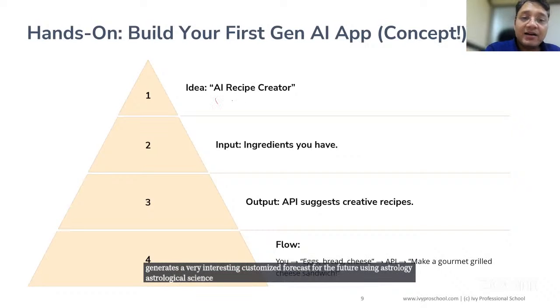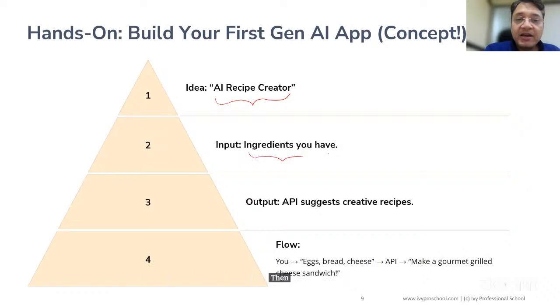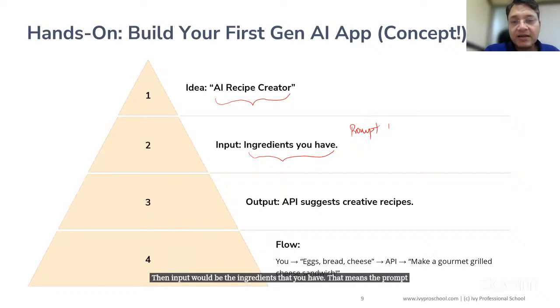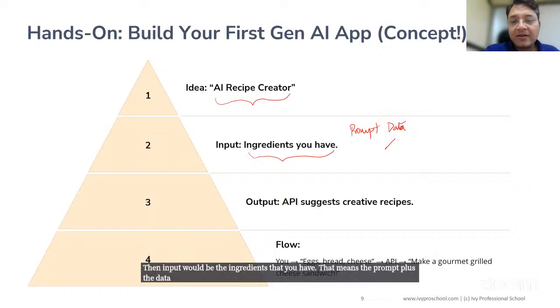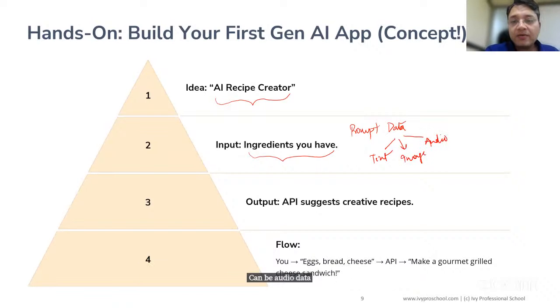So the idea is something that should come from you, or you can brainstorm with a tool like ChatGPT or Google Gemini to come up with an idea. Then the input would be the ingredients that you have. That means the prompt plus the data. And remember, the data can be text data, image data, audio data, video data, can be of a variety of different types.